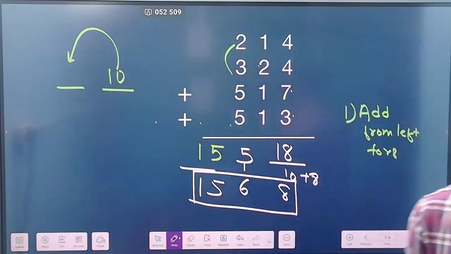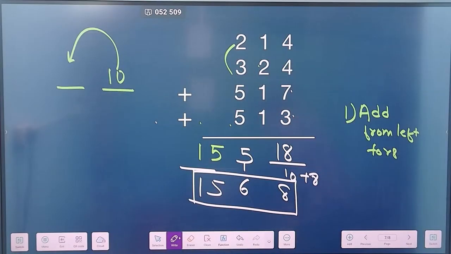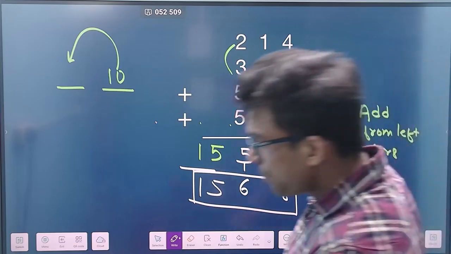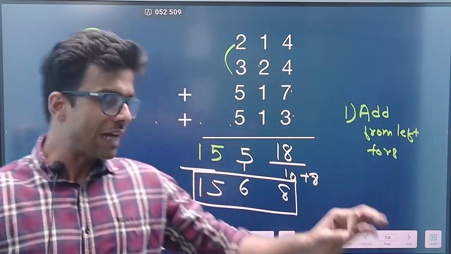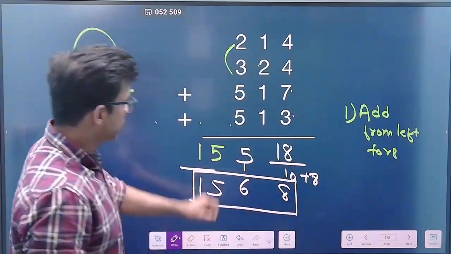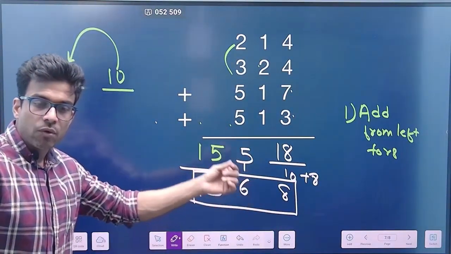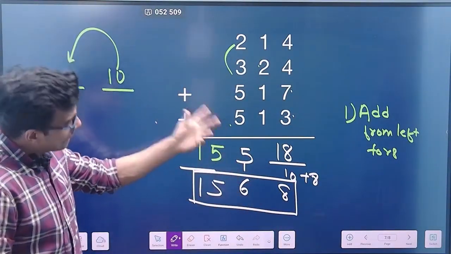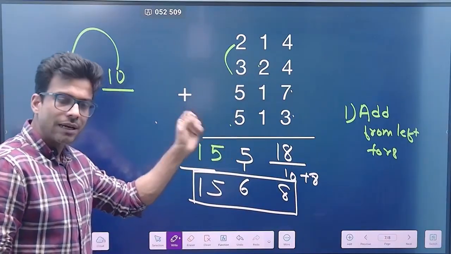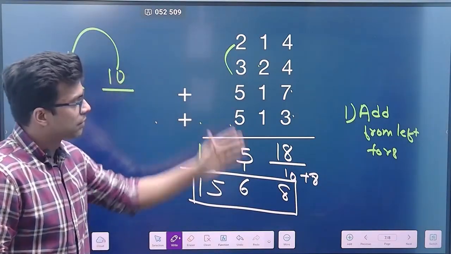I hope everyone is getting this logic. Is this clear? Now I'm not adding in the way we did in school times. In school, we were adding the numbers from right to left, but I'm saying you go from left to right. I hope this is clear.